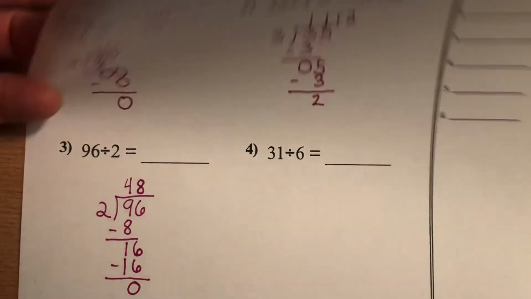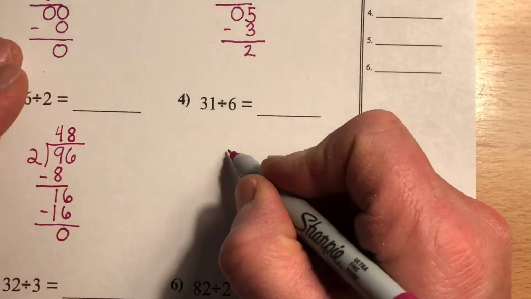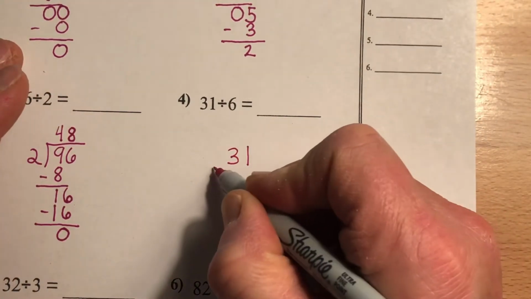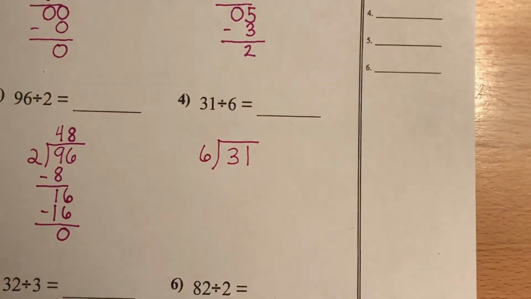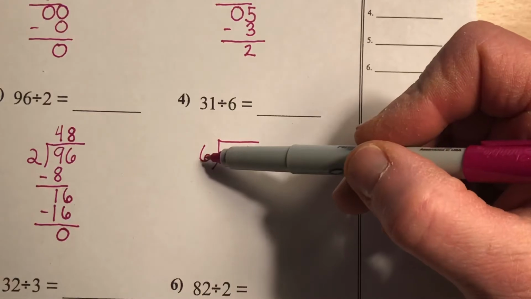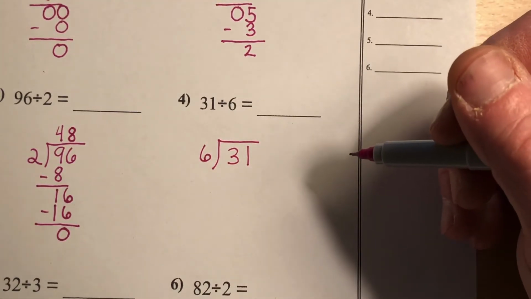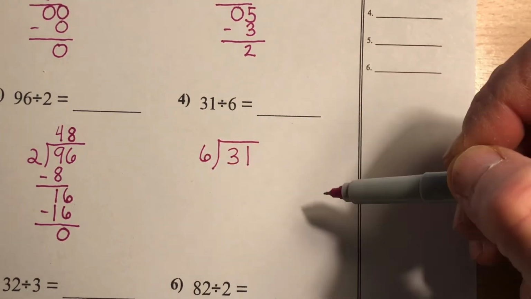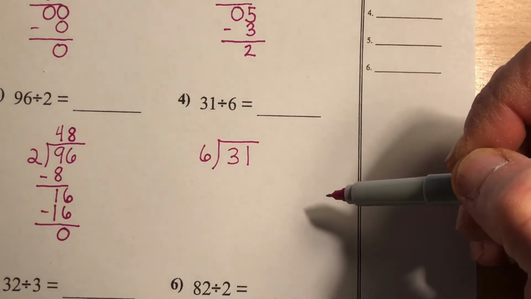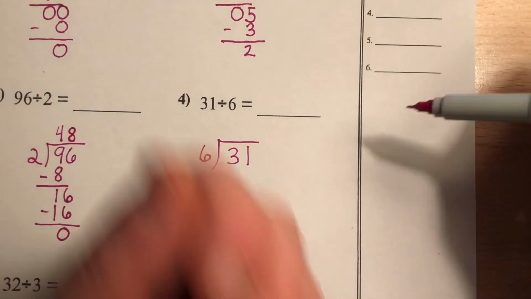Let me get this straightened out for us so we can see it better, okay? So 31 divided by 6. Okay. Well, I'm going to ask myself, can I fit any 6's into 3's? I can't. So I'm going to skip and say, how many 6's fit into 31? And I can do that. I know my 6's. So let's count by 6's.